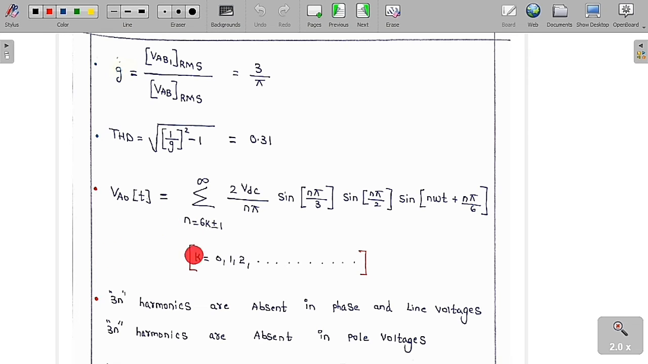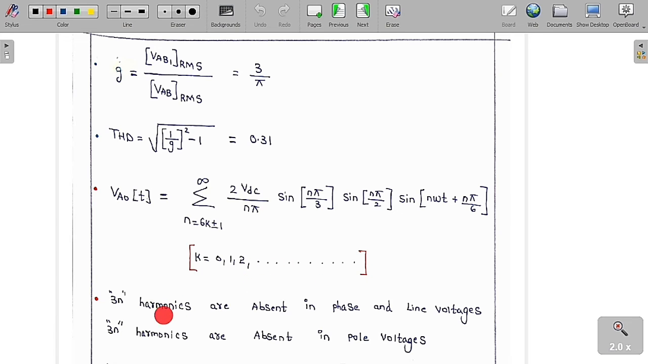But now, if you write the pole voltage expression, the pole voltage is now a quasi-square waveform. So if you write the expression, we get the sum over n equal to 6k plus or minus 1 up to infinity of 2 VDC by n pi into sine of n pi by 3 into sine of n pi by 2 into sine of (n omega t minus 90 plus n pi by 6). So this is also not going to have any triplen odd harmonics. So the 3n odd harmonics are going to be absent even in the pole voltage, where k is equal to 0, 1, up to infinity.